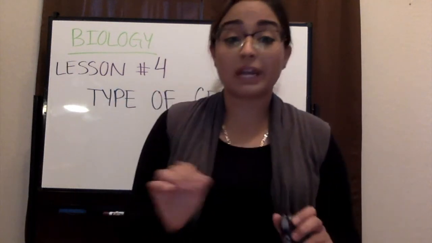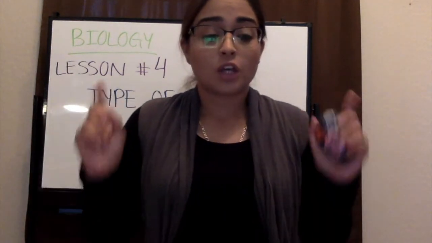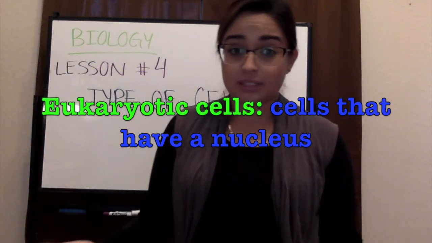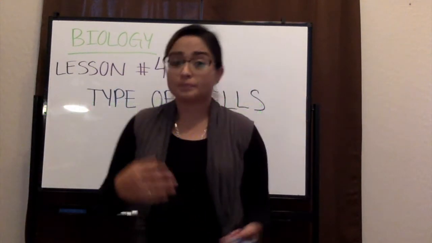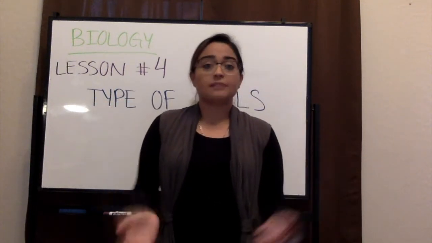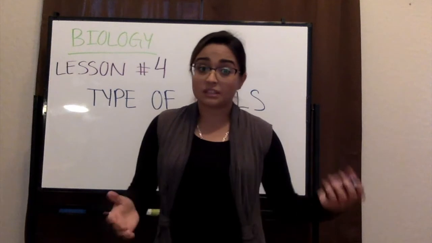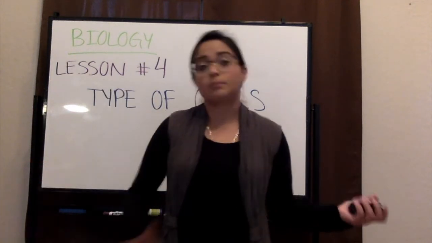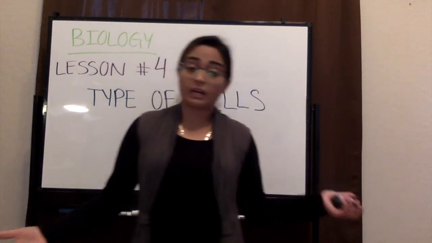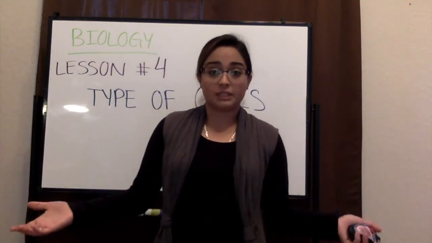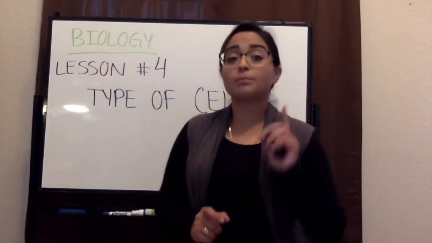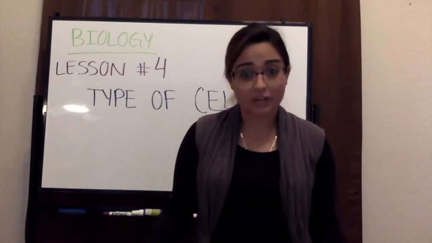Now, eukaryotic cells. Eukaryotic cells are cells that have a nucleus. So in this case, we're kind of dividing the types of cells there are into 2 categories. Prokaryotic, the ones that don't have a nucleus, and eukaryotic, that do have a nucleus. Okay? Makes sense? Now, I'm going to give you a brief example of what a prokaryotic cell is.